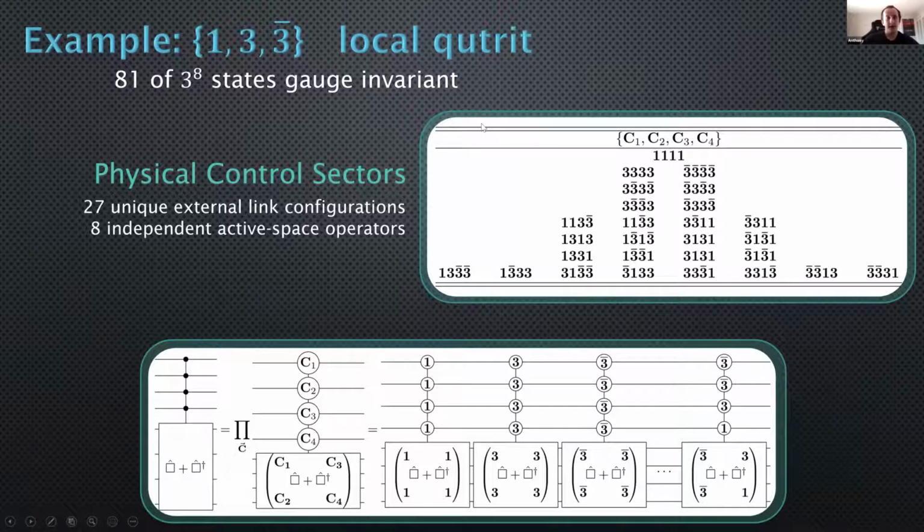So for example, we could look at forming a simulation where we truncate our representations at 1, 3, and 3 bar, or in other words, we're putting a qutrit on each link. When you do this, we end up with 27 different independent control sectors, which we've enumerated here. So when you perform the trotterization, you would first perform one in the sector where all control links are in the 1 state, then one where they're all in the 3 state, then one where they're all in the 3 bar state, and so on until you've done all 27 sectors.